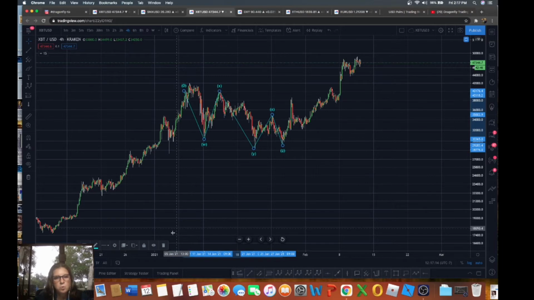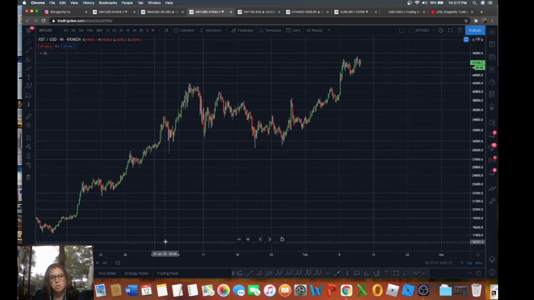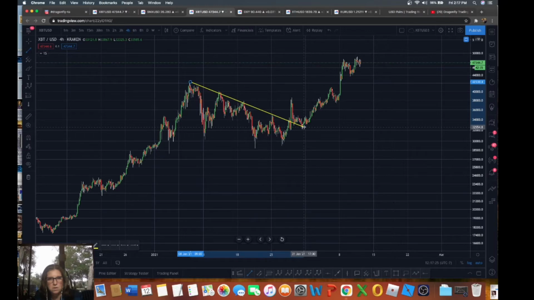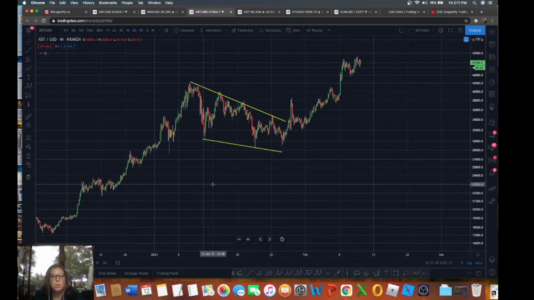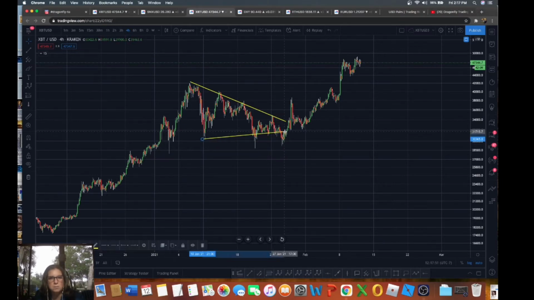I have seen multiple people trying to call this a triangle. Okay? They want to say this was some type of triangle, like this, or however they're drawing it. Triangles never ever have lower highs and lower lows. Triangles always contract in price.